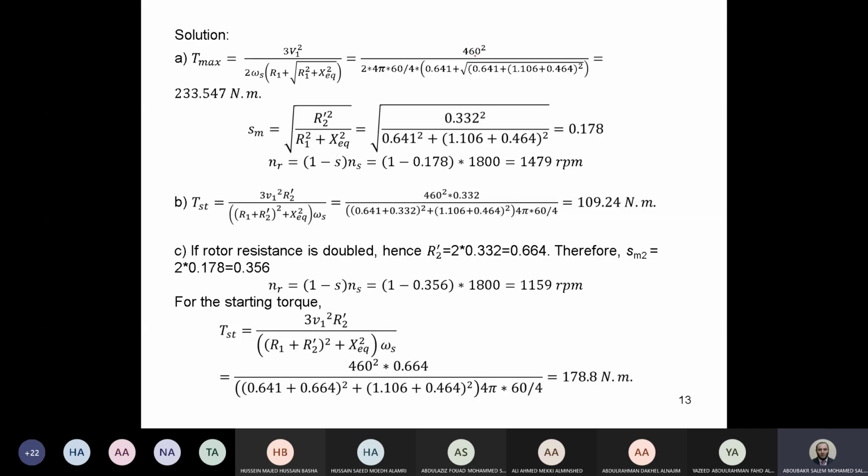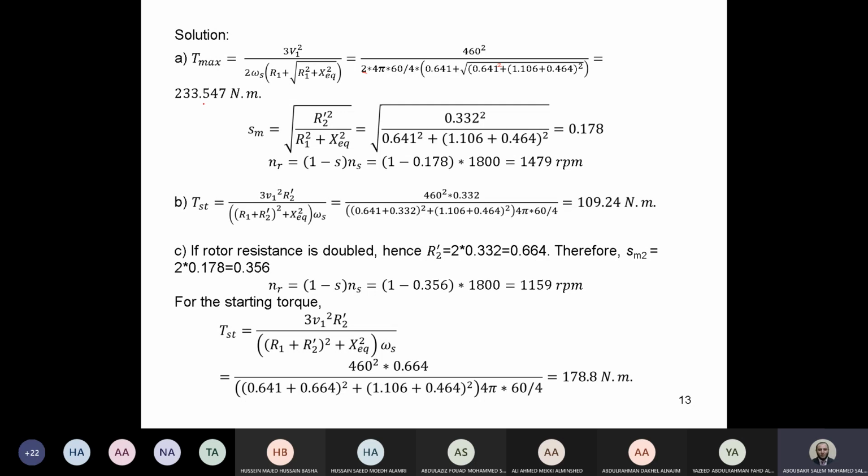So we can say 460 square over 2 omega s, where omega s equals 2 pi times f over number of poles. After that, R1 plus square root of R1 square, there's a missed square here, plus x1 plus x2, which is the value of x equivalent, all to power 2. So this is the value of maximum torque. As you can see, maximum torque is 233 Newton meters.